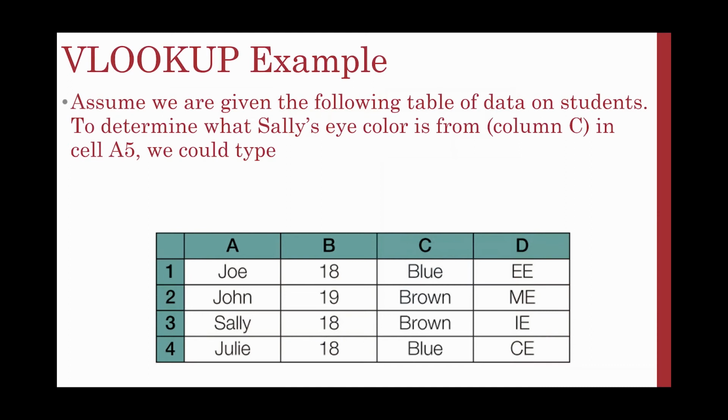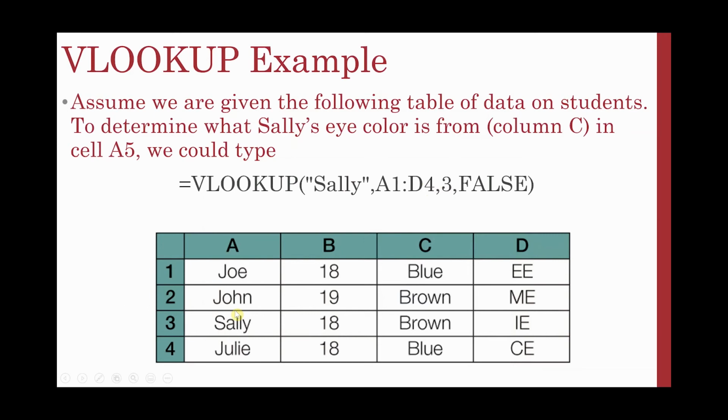So let's look at an example. Assume we are given the following table of data on students. We want to determine what Sally's eye color is from column C, using cell A5. What would we type? So I want to put it in cell A5, so we would use a VLOOKUP. We're going to look for the word Sally in our first column. Our table that we're looking stuff up in is A1 to D4, so that's this whole table. The information that we want is in column 3 because it's 1, 2, 3.